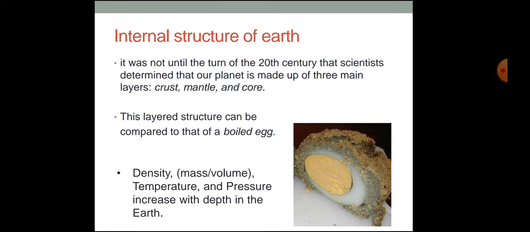It was not until the turn of the 20th century that scientists determined that our planet is made up of three main layers: crust, mantle, and core. This layer structure can be compared to that of a boiled egg. Density, mass by volume, temperature, and pressure increase with depth in the Earth.